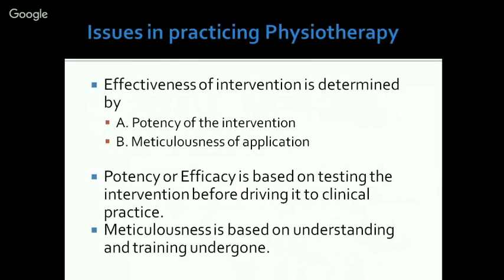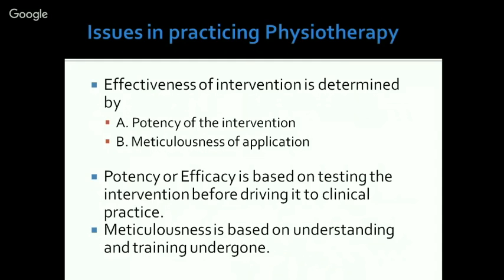Whenever we learn about a new intervention, we are enthusiastic about applying it, but the effectiveness that has been claimed of that intervention is not something we will automatically get. It depends on two factors. One is potency of the intervention, and number two, meticulousness of application. Potency of intervention means: when applied to a patient, does it really produce a benefit sufficient enough for the patient to improve? And meticulousness is based on understanding and training undergone.